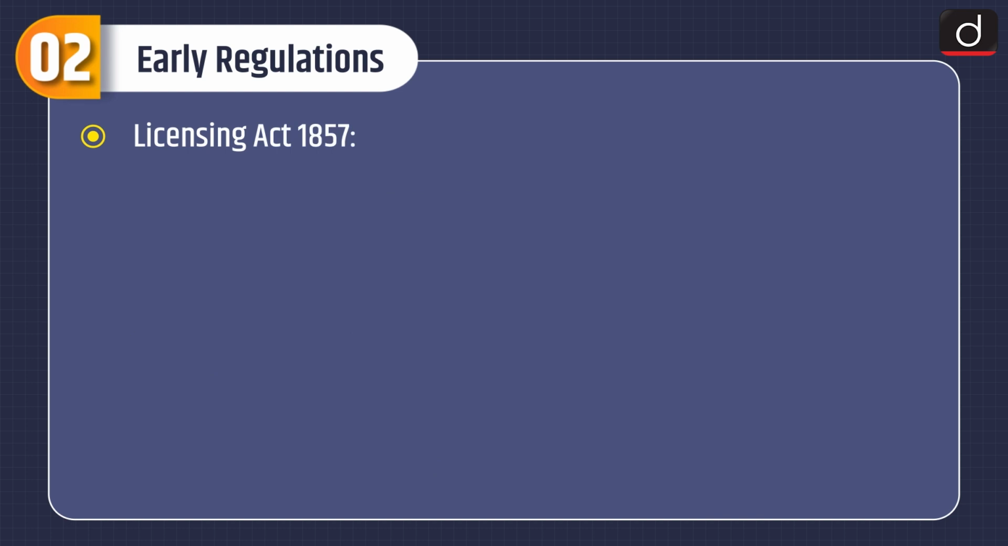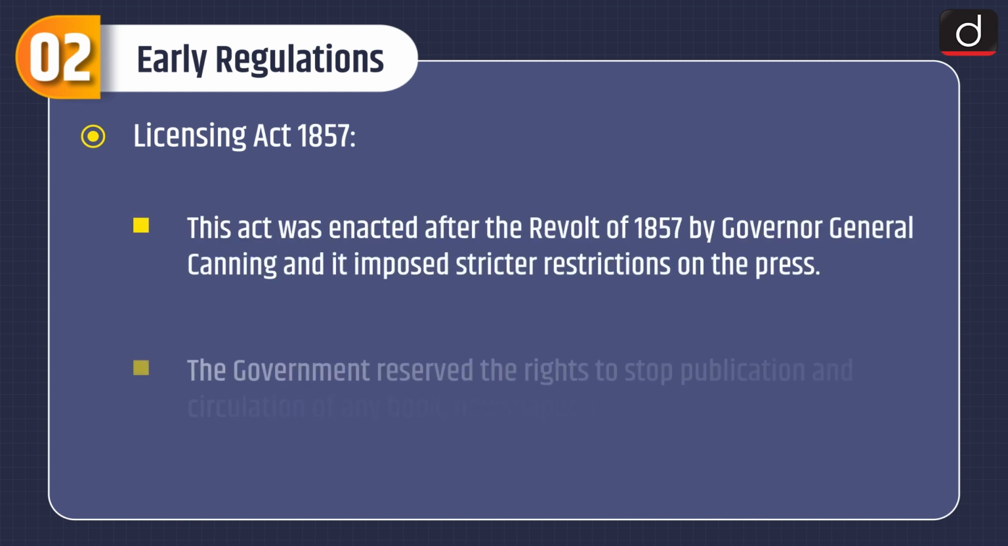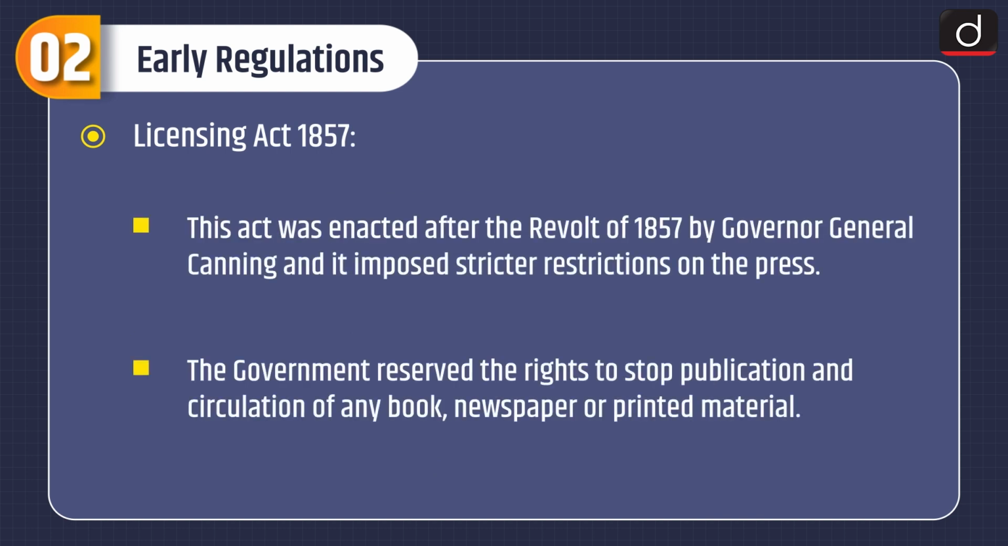Next is Licensing Act 1857. This act was enacted after the revolt of 1857 by Governor General Canning and it imposed stricter restrictions on the press. The government reserved the rights to stop publication and circulation of any book, newspaper or printed material.